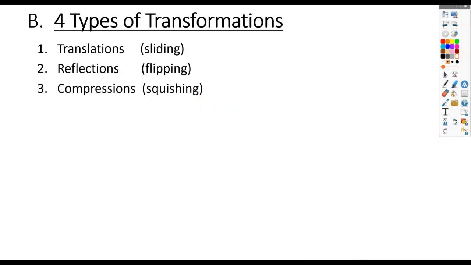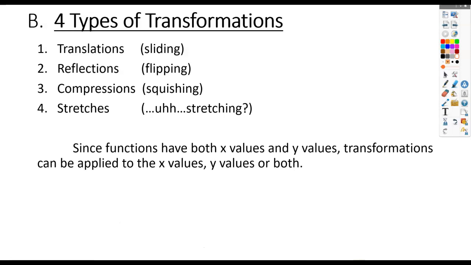Compressions squish the graph. You could squish it vertically so it looks shorter, or you could squish it horizontally so it looks skinnier, but that's a compression. Stretches: if you stretch it vertically, it makes it look longer, and if you stretch it horizontally, it makes it look wider. So there are different kinds of stretches and compressions.